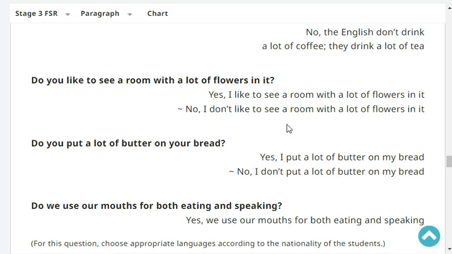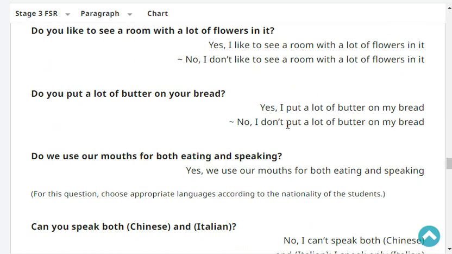Do you put a lot of butter on your bread? Yes or no? No, I don't put a lot of butter on my bread.